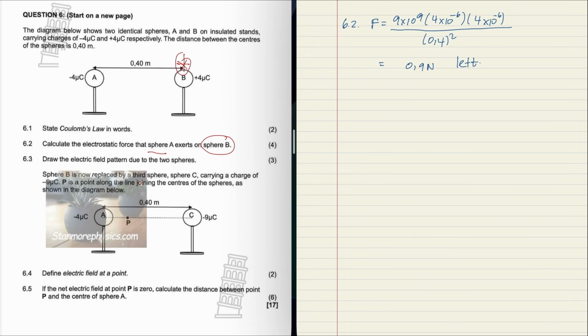Question 6.3, draw the electric field pattern due to the two spheres. A is going to have a negative charge and B is going to have a positive charge. The arrows go from the positive toward the negative, and so they should overlap and interact like this. And here, out, out, and then out. And that's basically it.